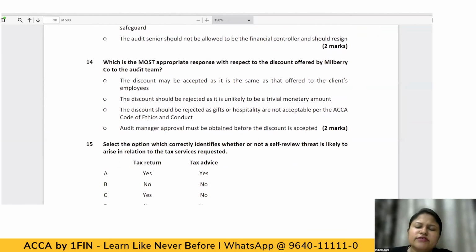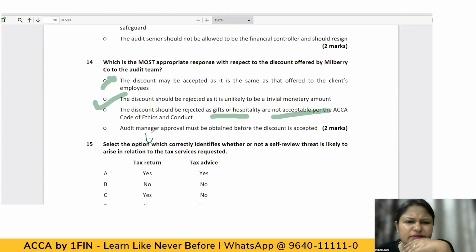You can't stop somebody. Which is the most appropriate response with respect to the discount offered by Milbury Company to the audit team? The discount may be accepted as it is the same as it is offered to the client employees, no. The discount should be rejected as it is unlikely to be a trivial monetary amount. You have to reject it, okay. The discount should be rejected as gifts or hospitality are not acceptable as per the ACCA Code of Ethics. See, gifts and hospitality are acceptable, okay, only up to a certain limit if they're trivial. Audit manager approval must be obtained before the discount is accepted. True. Not audit manager. You will take the approval of whom? Engagement partner. Why audit manager?